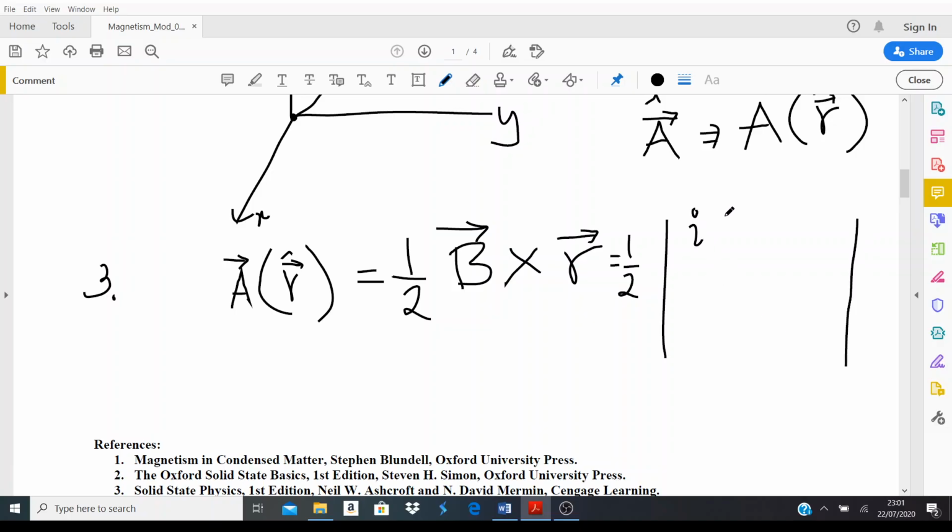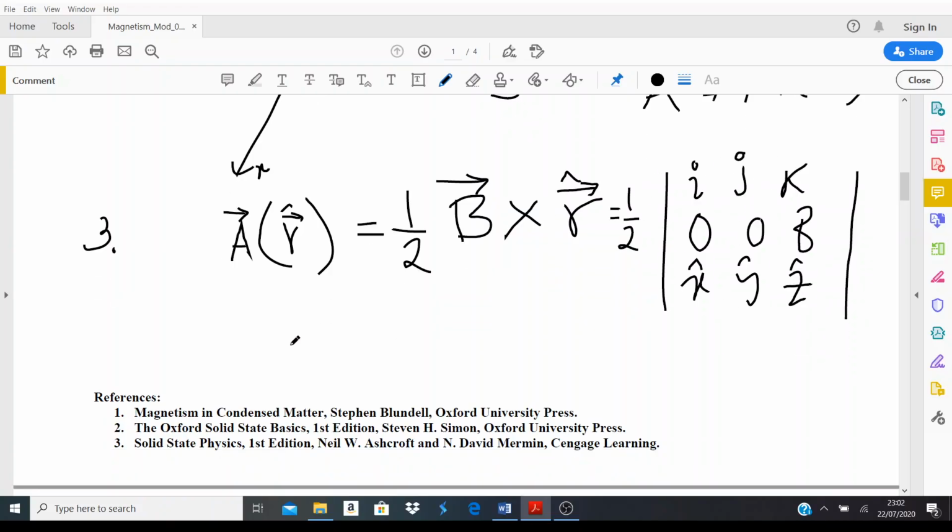We need the i, j, and k, and then the 3 components of the vector B, that's 0, 0, and B, and the 3 components of the vector r. Let me put the hat here to denote that it's an operator, right? What are the 3 components? That's x hat, y hat, z hat. In textbooks, you will see there is no hat, but you understand those are operators anyway.